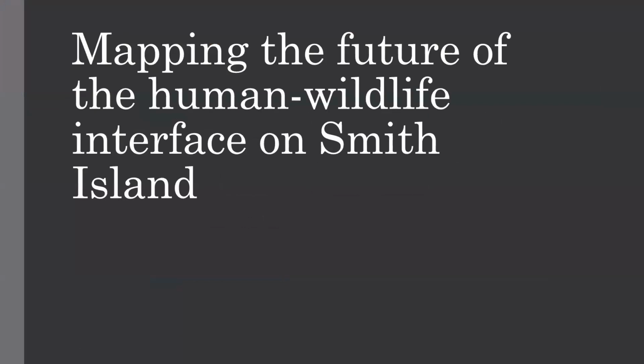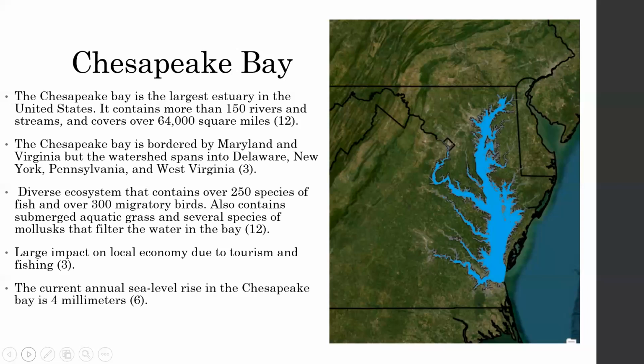As you can see, the title of my presentation is Mapping the Future of the Human-Wildlife Interface on Smith Island. But before we get to exactly where Smith Island is and what Smith Island is, I just wanted to cover the Chesapeake Bay since that's where it's located. Another thing you'll notice throughout my presentation, I have numbers in parentheses. That's just referring to which source down in my references at the very last slide. They're all numbered.